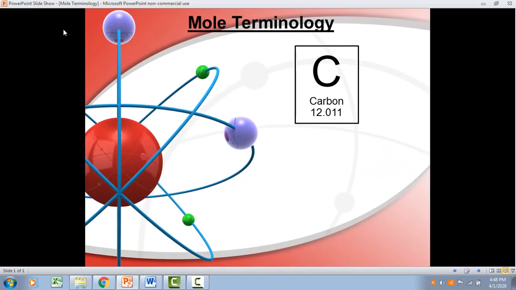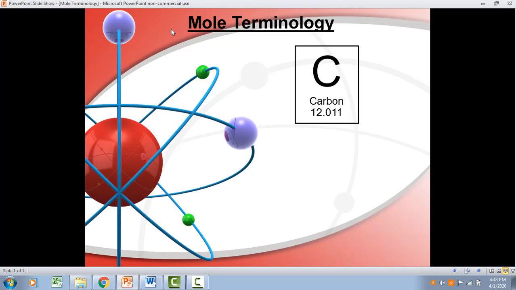Okay, so a little bit of clarification on this mole terminology. There are a lot of words that are very similar, and there are subtle differences. In the video by Tyler DeWitt, he glosses over some of these and just says they're the same thing, and he's right in a lot of cases, but there's some important differences that I want you to know.